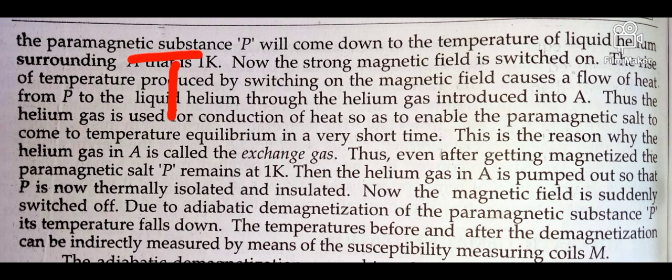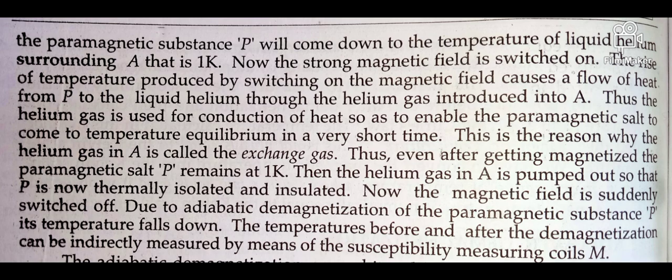That increasing temperature must be decreasing in the way of heat transferring from the paramagnetic substance to liquid helium through the helium gas. Thus the helium gas is used for conduction of heat so as to enable the paramagnetic salt to come to temperature equilibrium in a very short time.